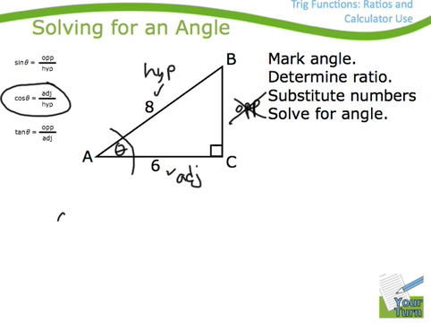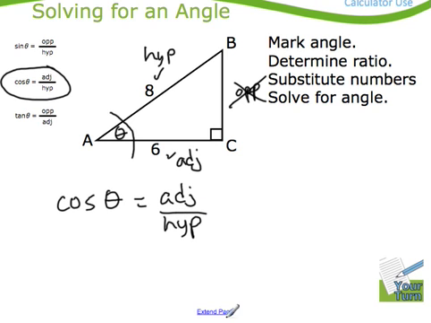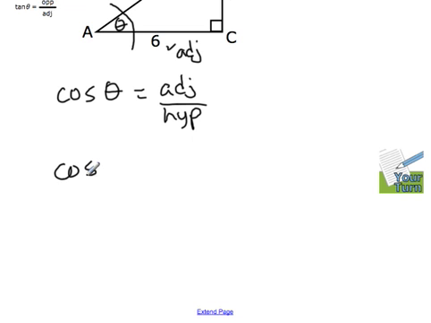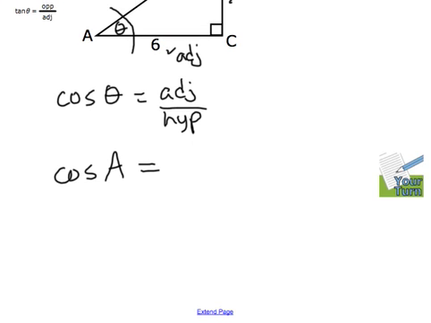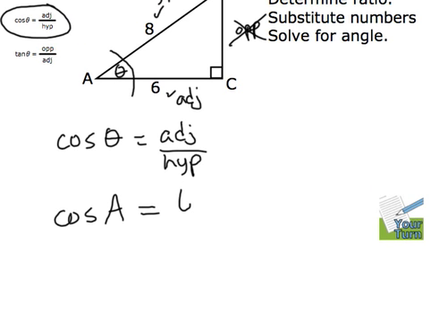So what I do is I write down my formula. Cosine of an angle is equal to the adjacent side over the hypotenuse side. And now I'll plug in everything that I know. So I'll go cos, the angle in question is labeled A, so I'll put an A there, is equal to the adjacent side, which is 6, and the hypotenuse side, which is 8. Now I just need to solve this equation.